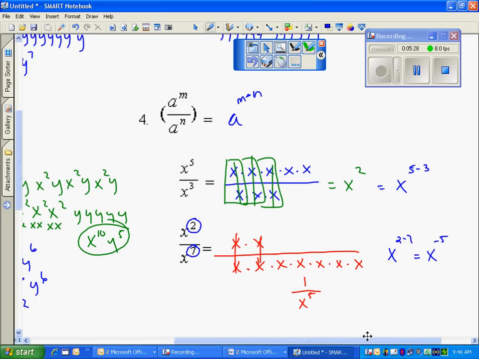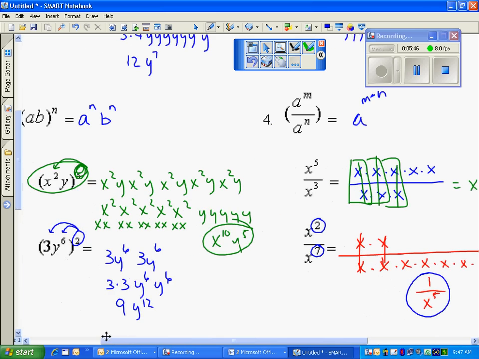Well, negative 5, these two things have to be equal to the same. So it looks like a negative exponent is telling me placement. If the negative exponent's in the numerator, it's telling me it belongs in the denominator. So that's what a negative exponent's going to do, is tell me placement. We'll be looking at that further.